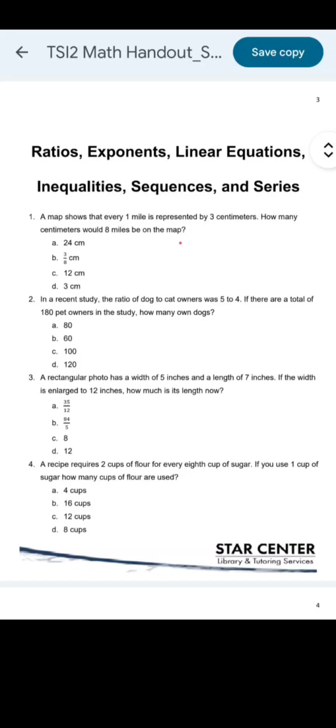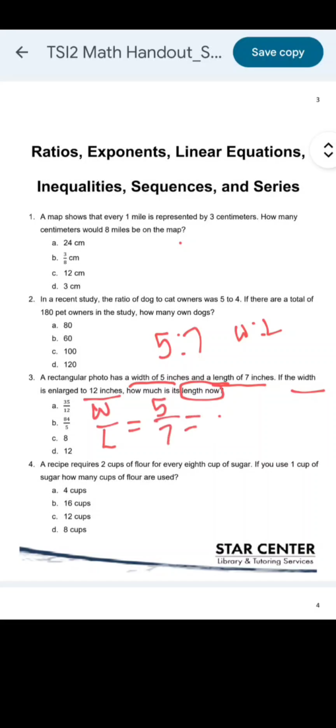A rectangular photo has a width of 5 inches and a length of 7 inches. Gave me my ratio, 5 to 7, width to length. My bad. If the width is enlarged to 12 inches, how much is the length now? So if something changed, my width is being compared to my length. It was 5 to 7. Now my width has increased to 12 inches. And I need to figure out what my length is now. Here, I can't just say, okay, I multiply 5 by what to get 12. If it was 6, it would have been 2, but that's not what it is.